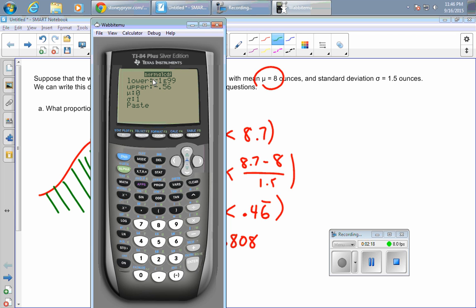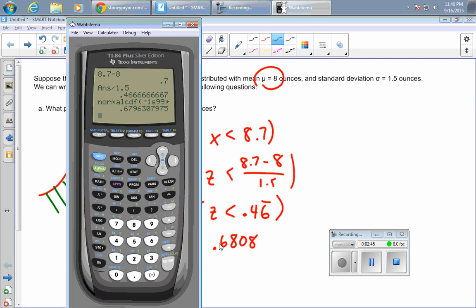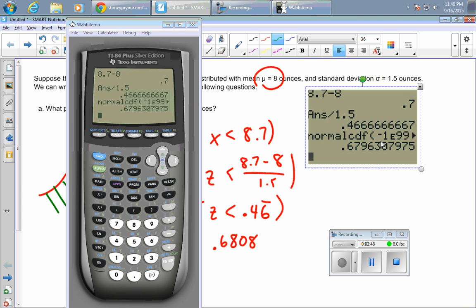And the arguments it asks me for are a lower bound and an upper bound. I'll leave the lower bound the way it is. And for my upper bound, I'm going to write 0.46666666666. Leave that as 0 and 1 because it is the standard normal distribution. Hit paste, hit enter again, and it gives me a slightly better value than what I had on my table. So this is the value that I like to see right here, or this value here.